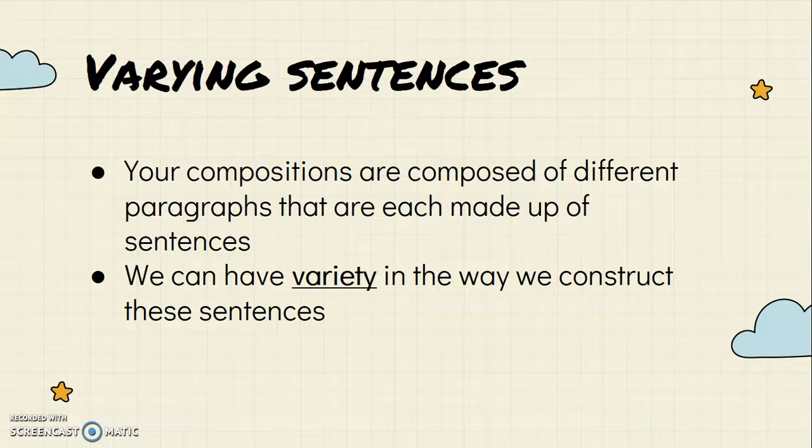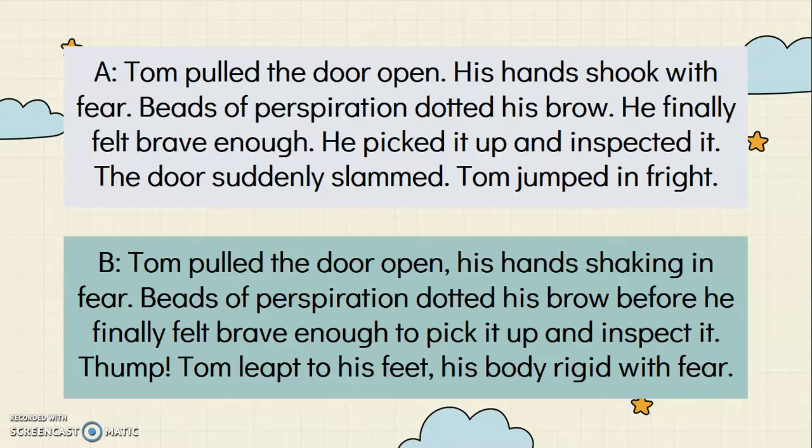So in your composition, how is your composition like? Are the sentences the same or are they different, which is varying? A good composition should have different paragraphs that are made out of different sentences that vary. So we can have variety in the way we reconstruct these sentences. What do I mean? Let's take a look at A and B.